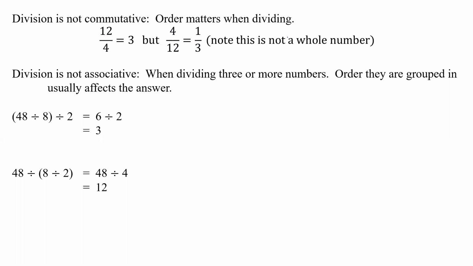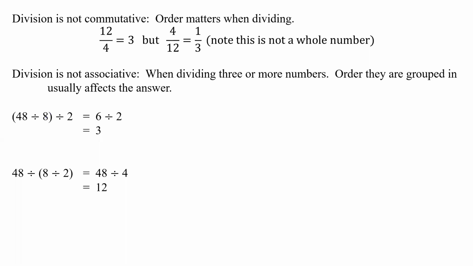And if you note, that's not a whole number. So we're only working with whole numbers. And so really, we're not going to get into this right now. Now, division is also not associative. When dividing 3 or more numbers, the order they're grouped in really affects the answer usually.